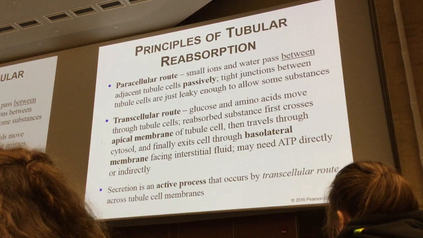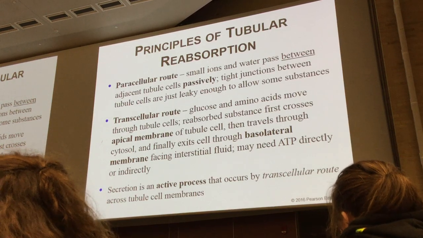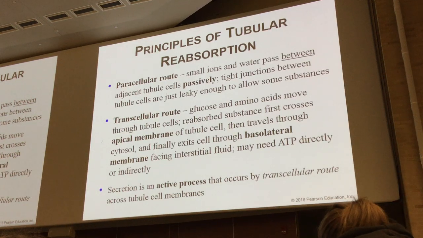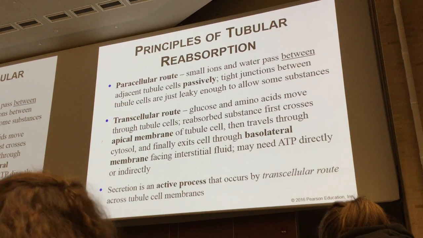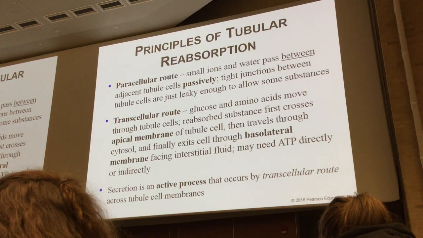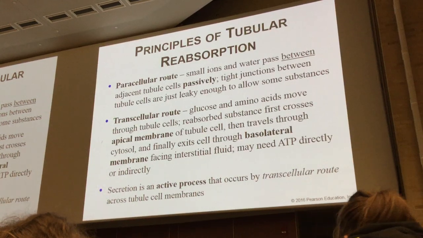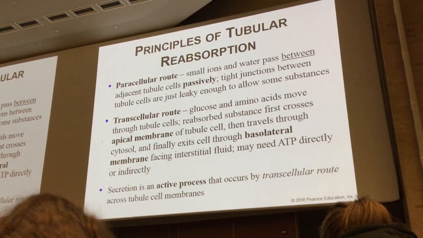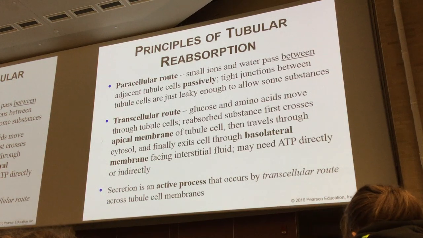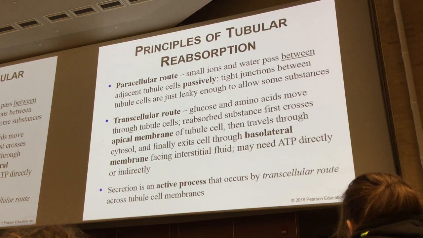And this may need, it doesn't always, but it may need ATP directly or indirectly. What do I mean by directly or indirectly? Directly is which kind of active transport? Primary. Indirectly using ATP is secondary, okay? If you need to add those in there. Secretion is definitely an active process. And for the most part, what drives the active processes is what I am. So do you. And we're going to get into that in your notes shortly.